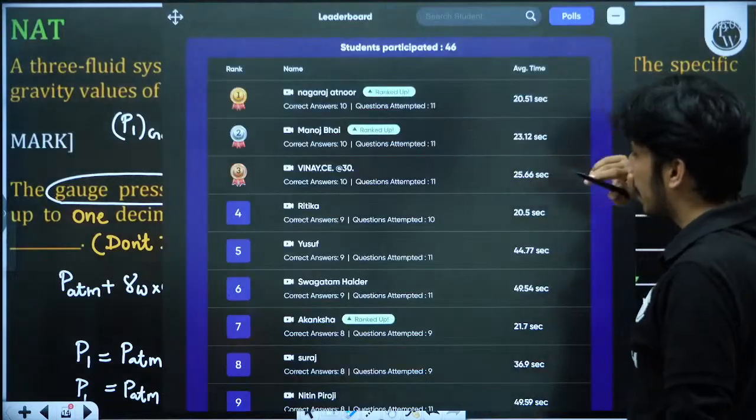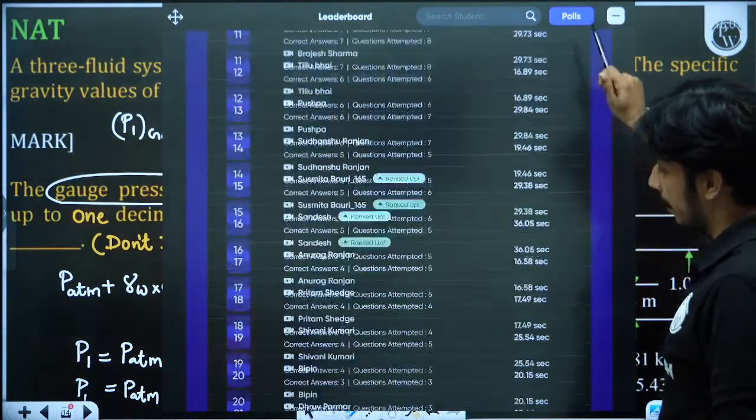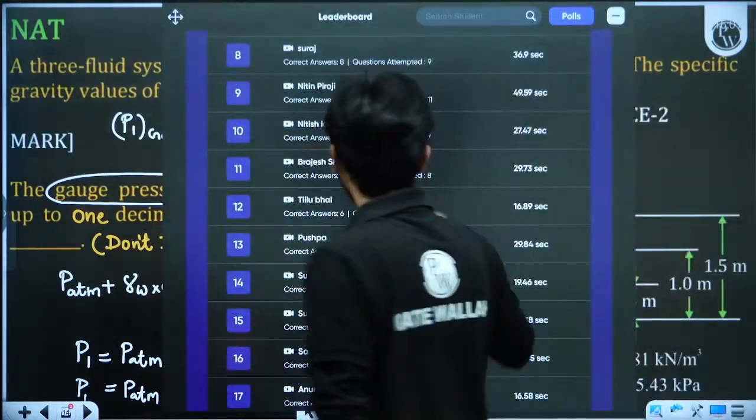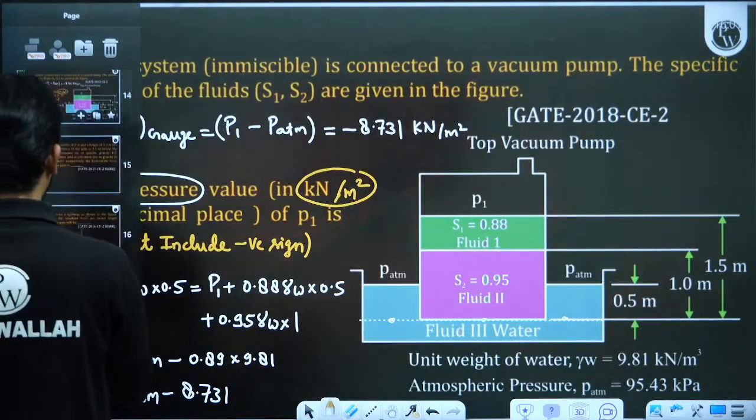This is the leaderboard. Nagraj, Manoj, Vinay, top 3, then Ritika, then Yusuf, then Swagatam, and overall, how many students are giving answers? 46. Very good. Today the strength is very good. Presently, I don't know how many students are live, but the strength is very good, up to now.